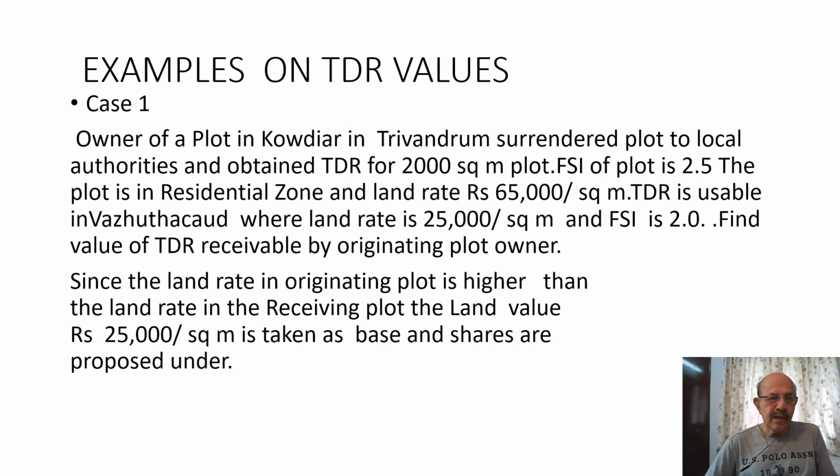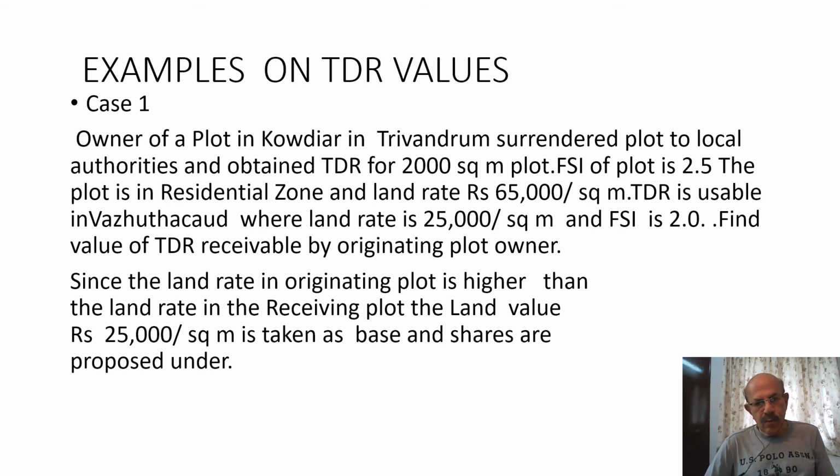Examples in TDR values. Case 1. The owner of a plot in Kavadiyar, Trivandrum surrendered a plot to local authorities and obtained TDR for a 2000 square meter plot. FSI of the plot is 2.5. The plot is in a residential zone and the land rate is 65,000 per square meter. TDR is usable in Vadakad, where the land rate is 25,000 per square meter and FSI is 2. Find the value of TDR receivable by the originating plot owner.